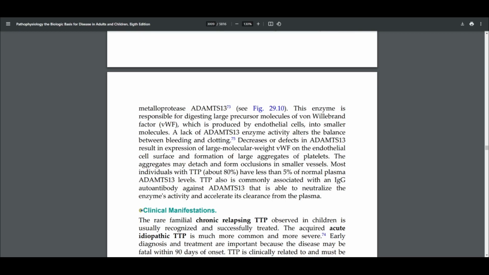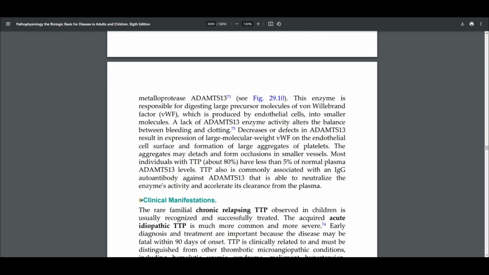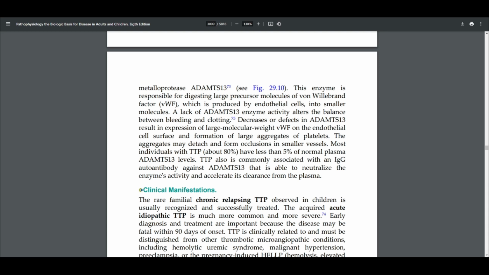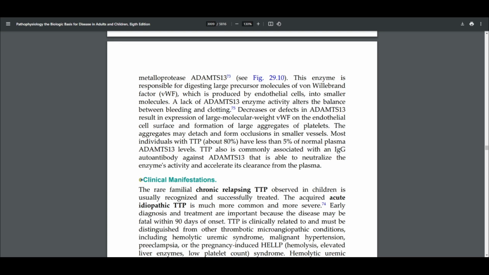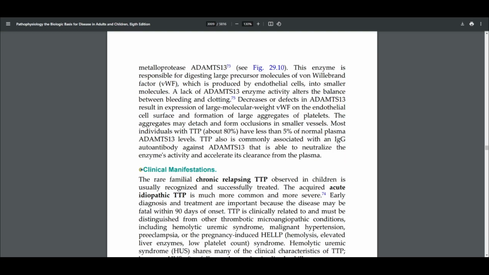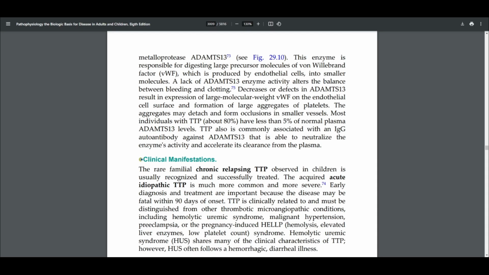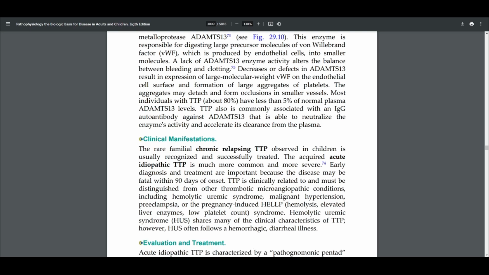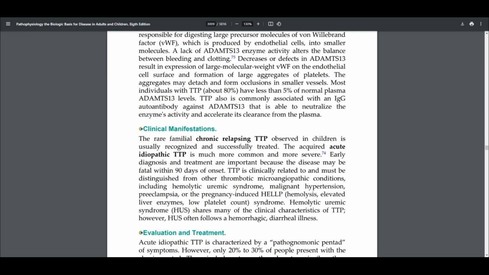This enzyme is responsible for the digesting of large precursor molecules of the von Willebrand factor, which are produced by the endothelial cells, into smaller molecules. The lack of ADAMTS13 enzyme activity alters the balance between bleeding and clotting. Defects in ADAMTS13 result in expression of large molecular weight von Willebrand factor on the endothelial cell surface and the formation of large aggregates of platelets. The aggregates may detach and form occlusions in smaller vessels.